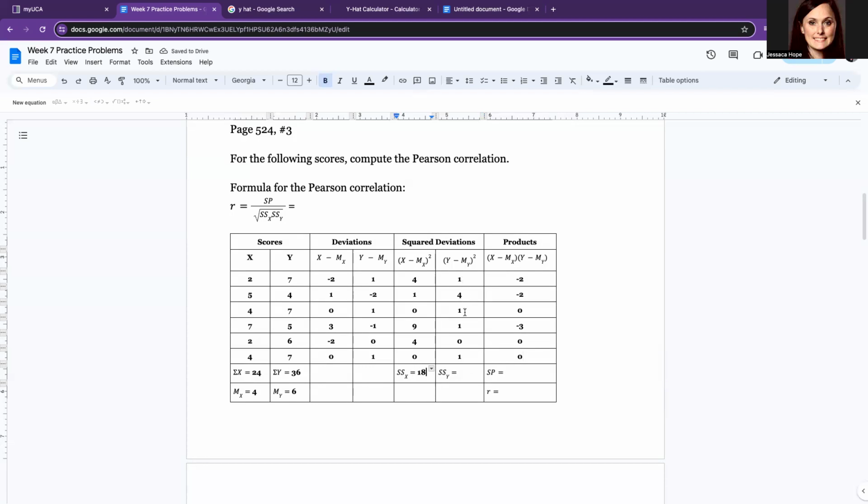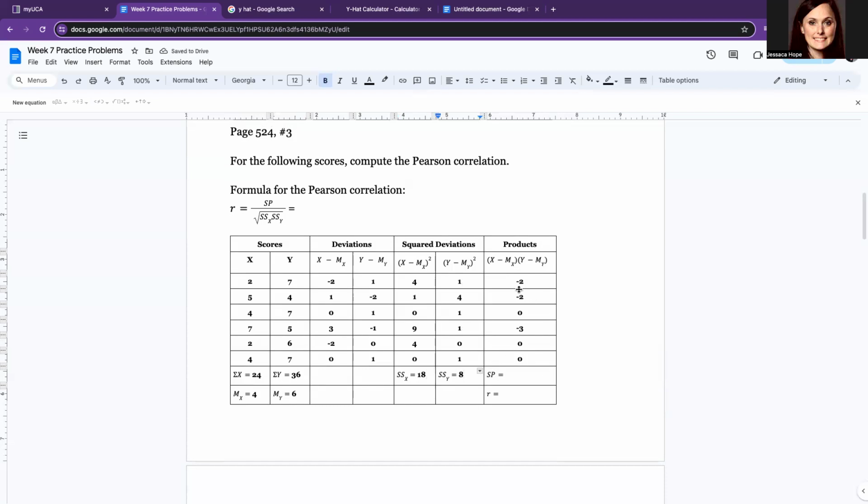1 plus 1 plus 1 plus 1 is 4, plus 4 is 8. Your SP is going to be obtained by summing all of your products. So negative 2, and negative 3, which is going to give you negative 7. Now you can calculate your R because you have SP, SSX, and SSY.